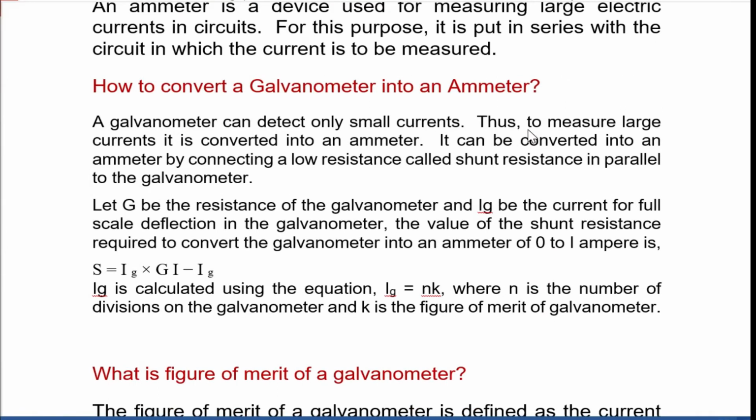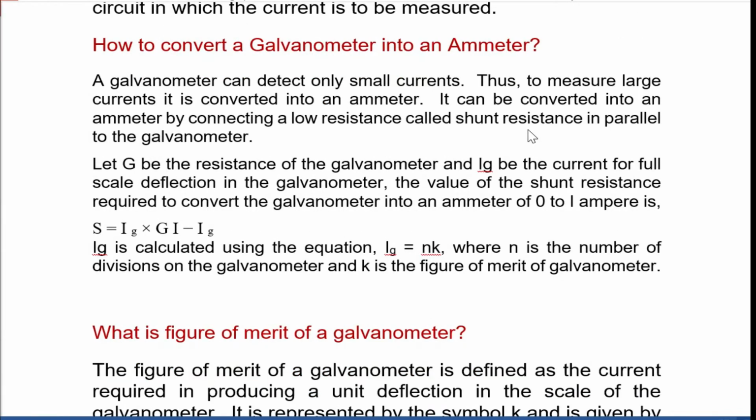How to convert a galvanometer into an ammeter? A galvanometer can detect only small currents. Thus, to measure large currents, it is converted into an ammeter. It can be converted into an ammeter by connecting a low resistance called shunt resistance in parallel to the galvanometer.